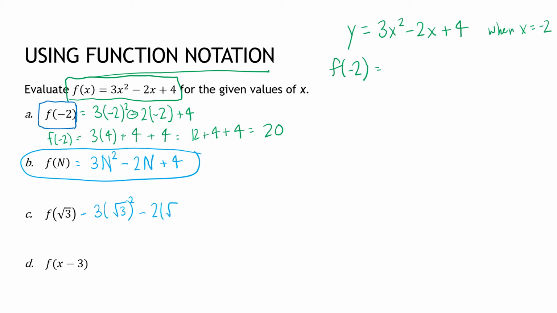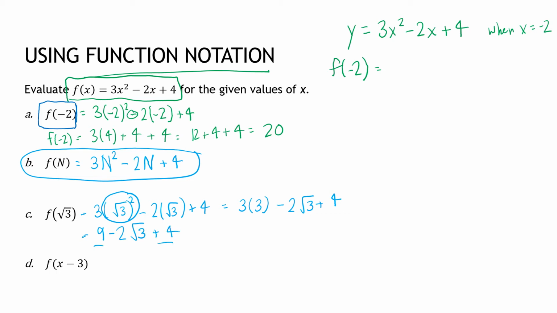I'm really just replacing x with the square root of 3. So that's what I've done so far. Now this one I don't get to just stop because I actually do have a value. And so if you have a value for that variable, you have to keep going until you can simplify as much as possible. So for this one, I would say 3 times, and then this is square root of 3 squared, which means 3, because the square root of 3 times the square root of 3 is 3. Minus 2 times radical 3 plus 4. Well, that gives me 9 minus 2 radical 3 plus 4.